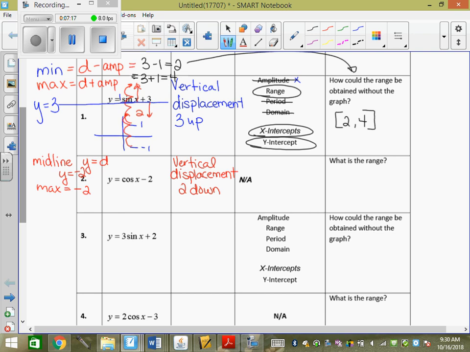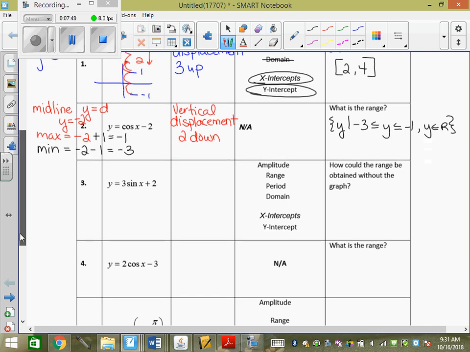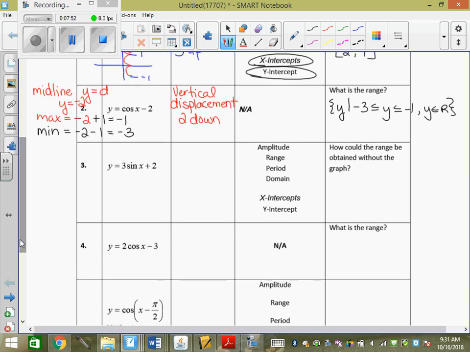We agree? So in this case, my max is going to be -2 plus, what's my amplitude? 1. So this graph has a max at -1 and the min at -2 minus 1, so it's at -3. So what's my range in set notation? Y such that -3 is less than or equal to y is less than or equal to -1. Remember, you always go low to high. Knowing what we know, I want you to try 3 and 4.